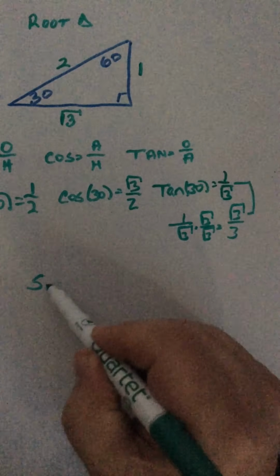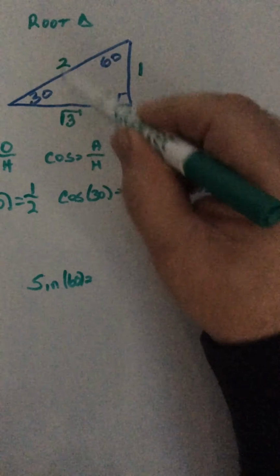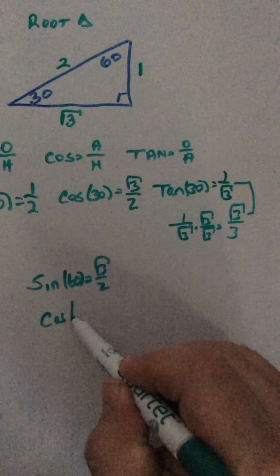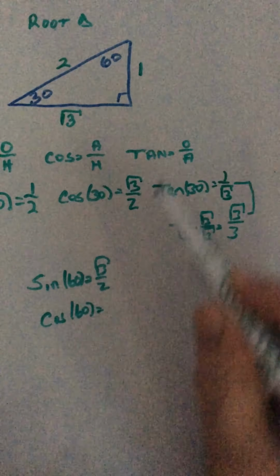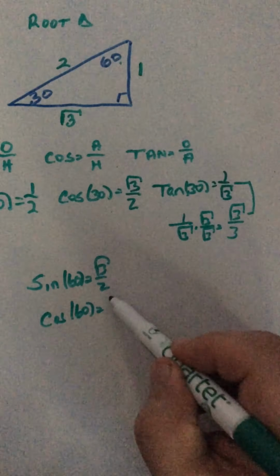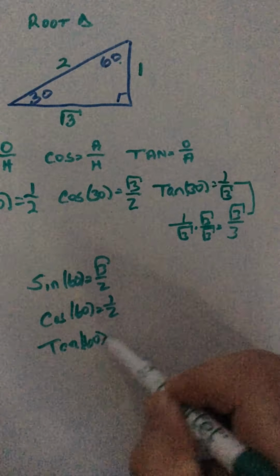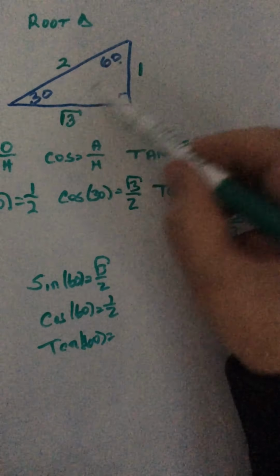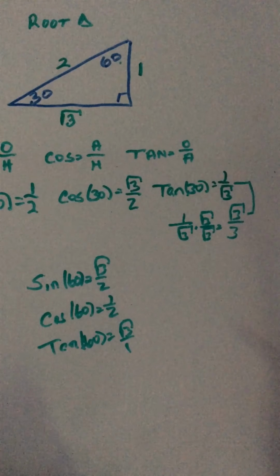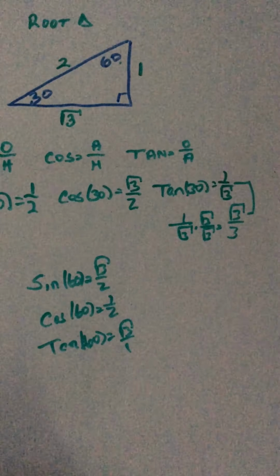I can also do it for 60. Let's take the sine of 60. So now I'm at 60, so that's root 3 over 2. The cosine at 60 would be adjacent over hypotenuse, 1/2. And the tangent at 60 would be opposite over adjacent, or root 3 over 1. Okay? So I can do that for the 30, 60, 90 triangle.